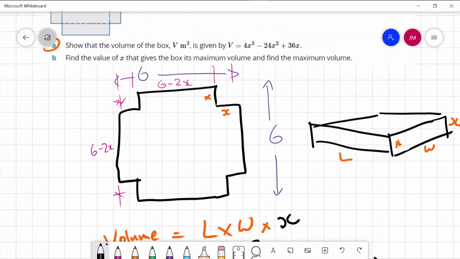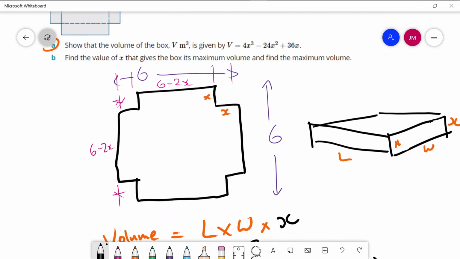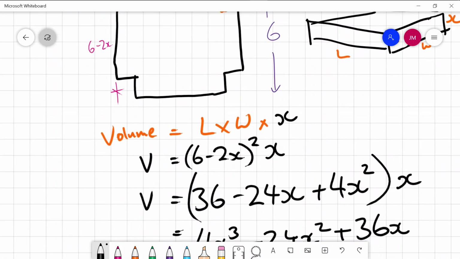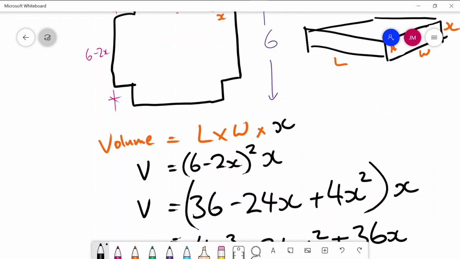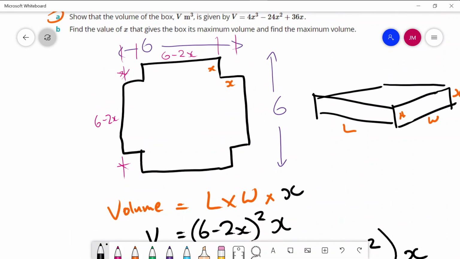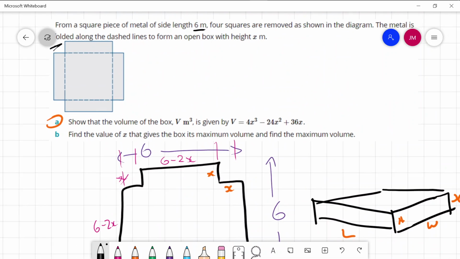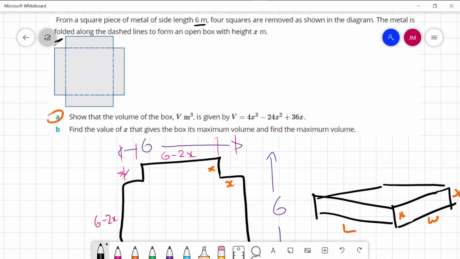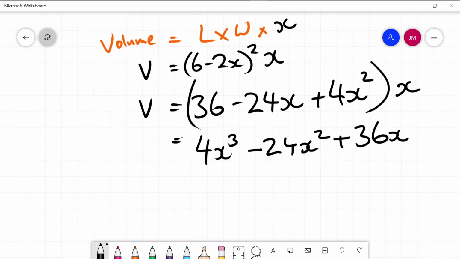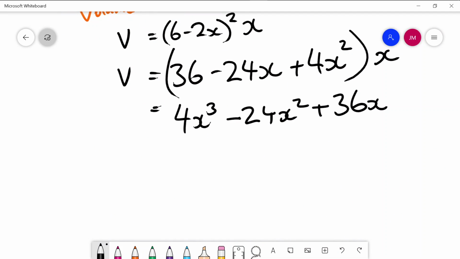Looks good. Last part, find the value of x that gives the box its maximum volume and find the maximum volume. So similar to our first question, we're trying to find out what value of x would give this shape the most volume? So therefore, if it's a packaging thing, the most stuff I could fit in there. This is a metal side, so I don't know what they're making out of metal boxes for, but a chest or a pool or something like that. So let's find the maximum.